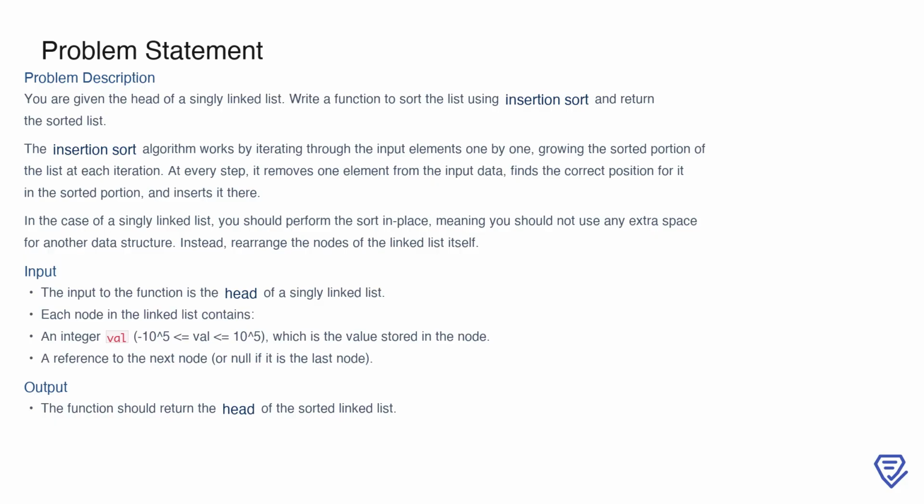For a singly linked list, you must perform this sorting in place. This means you cannot use any extra data structures like arrays or additional linked lists. Instead, you need to rearrange the existing nodes of the linked list itself.